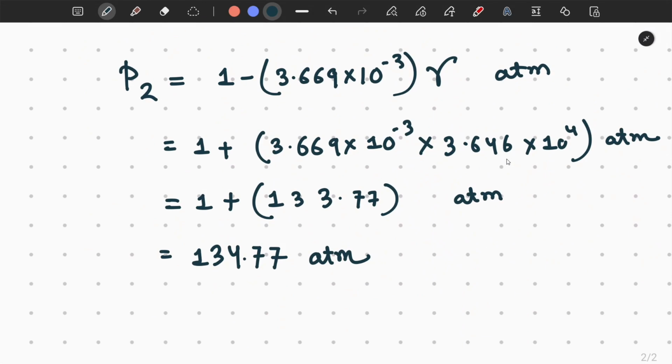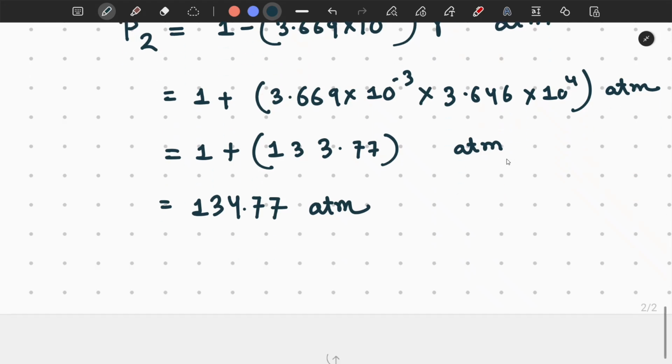The experimental value is 138 atm. It's correct. Yes, correct. We are wondering about this huge pressure, right? That is correct. Okay, so it is the truth, a fact.